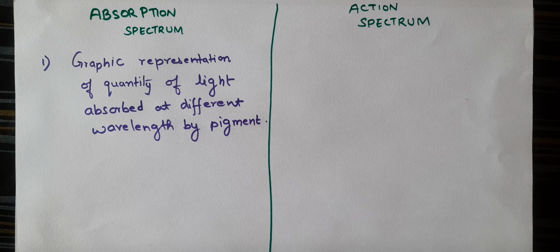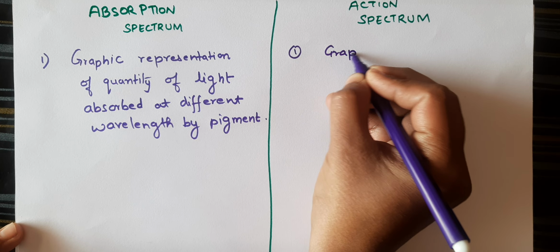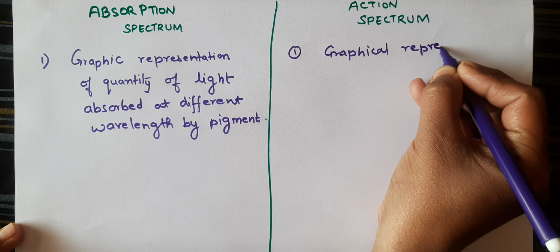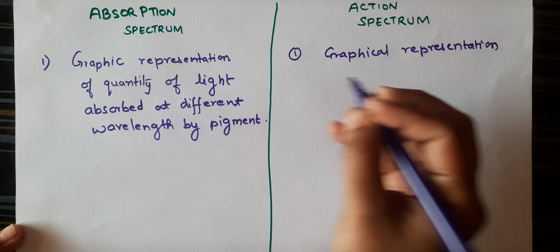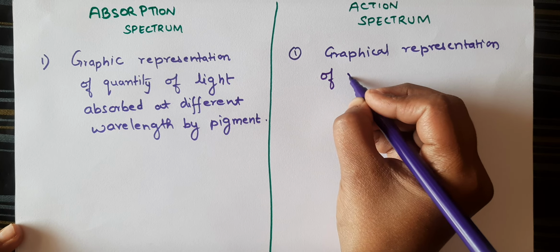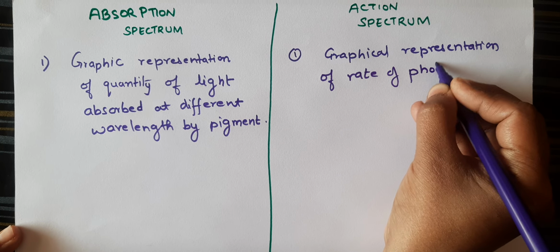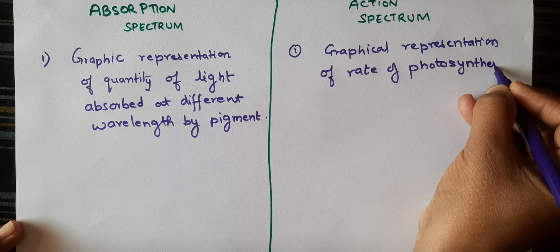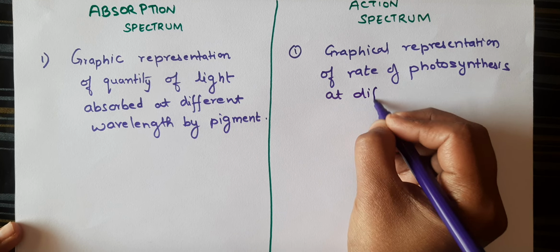So what about the action spectrum? Action spectrum is also a graphical representation of rate of photosynthesis at different wavelength of light.